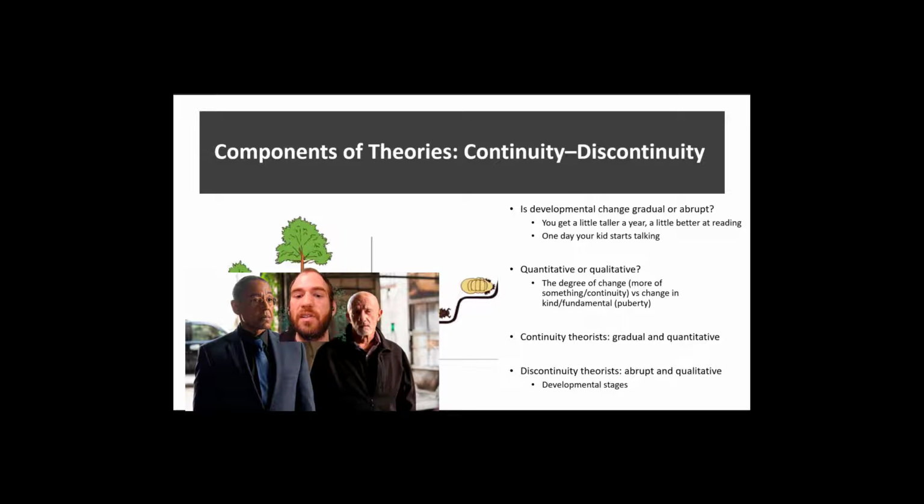Continuity theorists argue for gradual and quantitative, and discontinuity theorists argue for abrupt and qualitative change. They focus on developmental stages. So at each stage or step in the ladder or hypothetical ladder, you're acquiring a whole new set of skills that did not exist prior to being at that stage slash step.